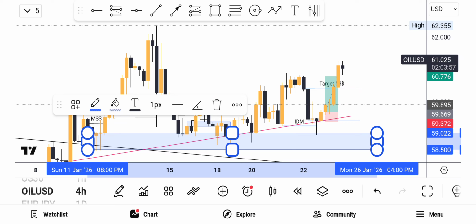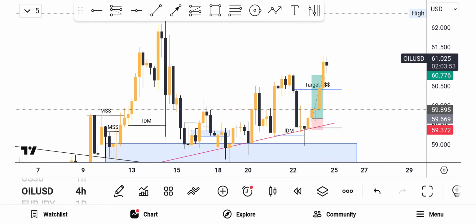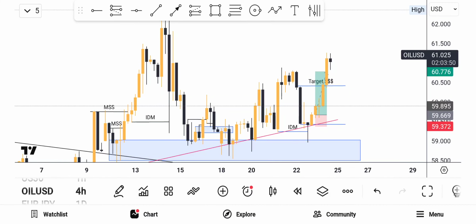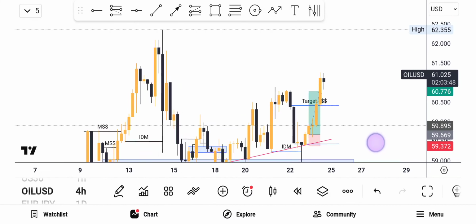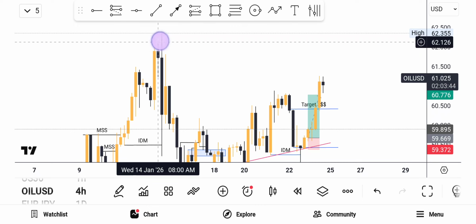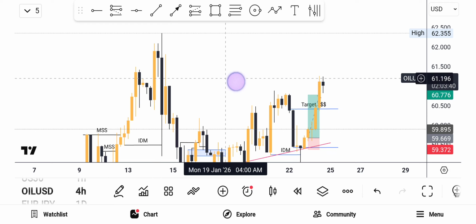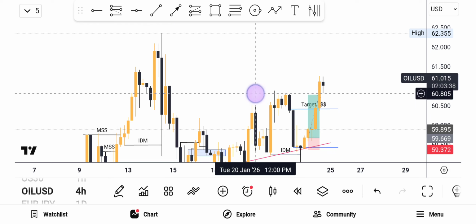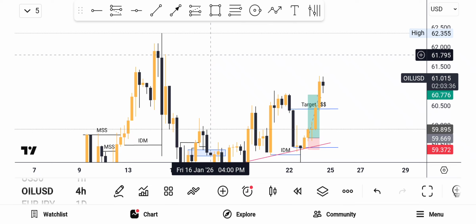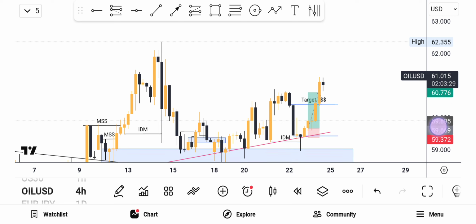So this box, this demand zone. When I saw it, I was happy already because I knew that price would come back, touch this place, and come to this high. Price will reach this high. The first TP was here, the second TP was here, the third TP is here. So let's just go down to the reason behind this trade.